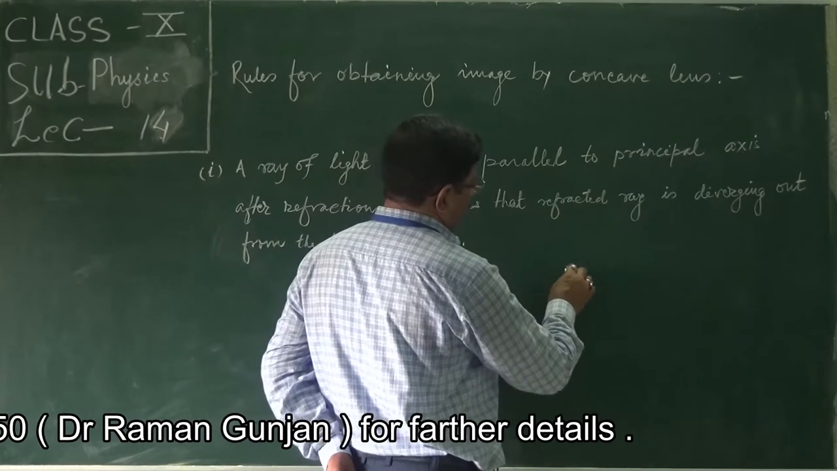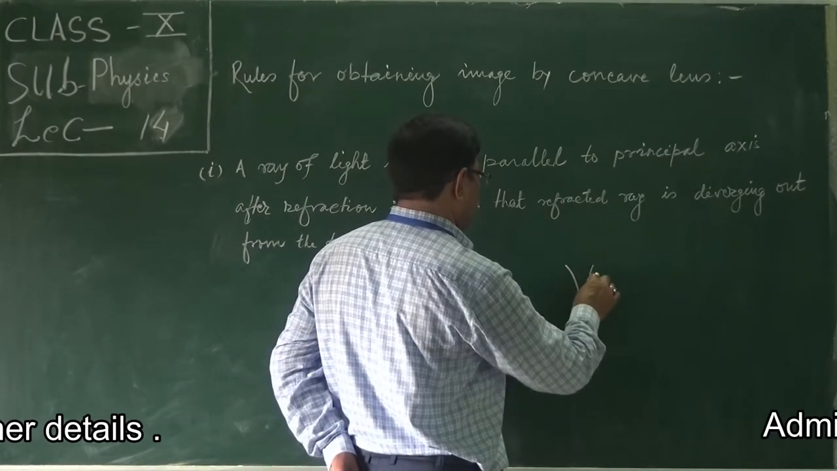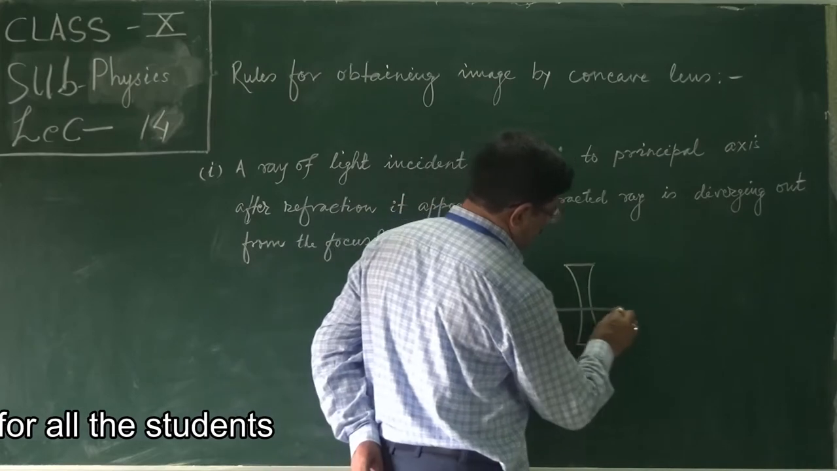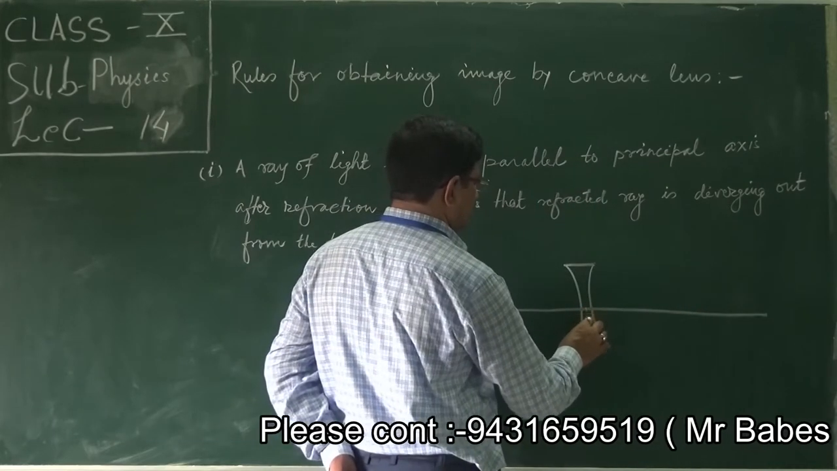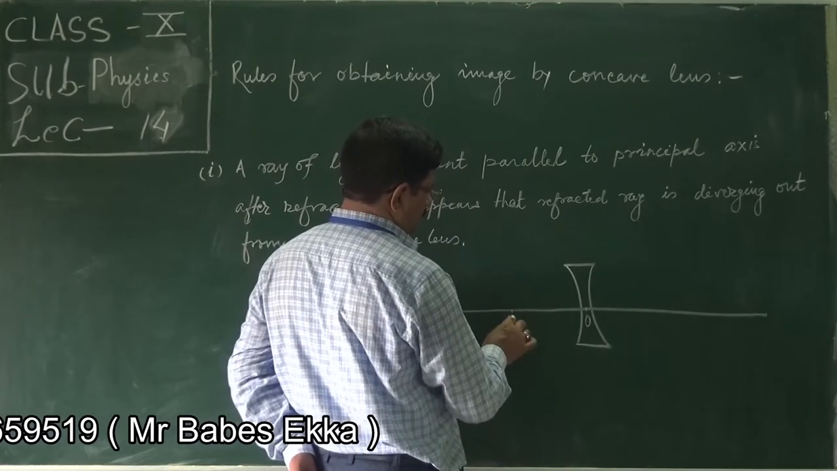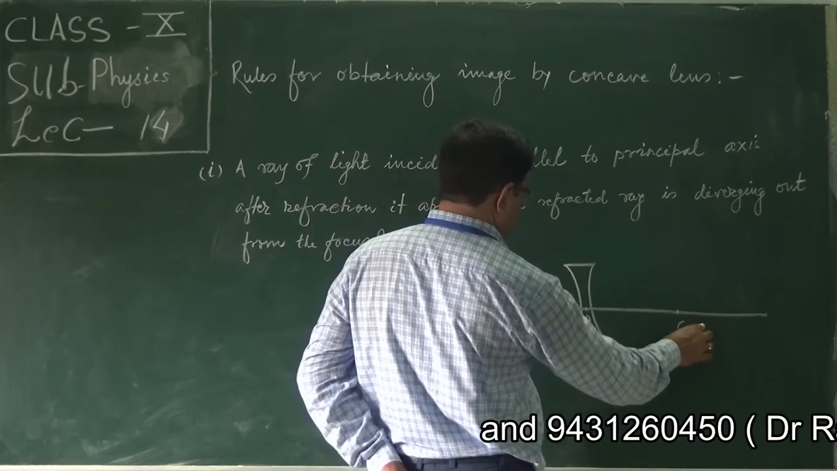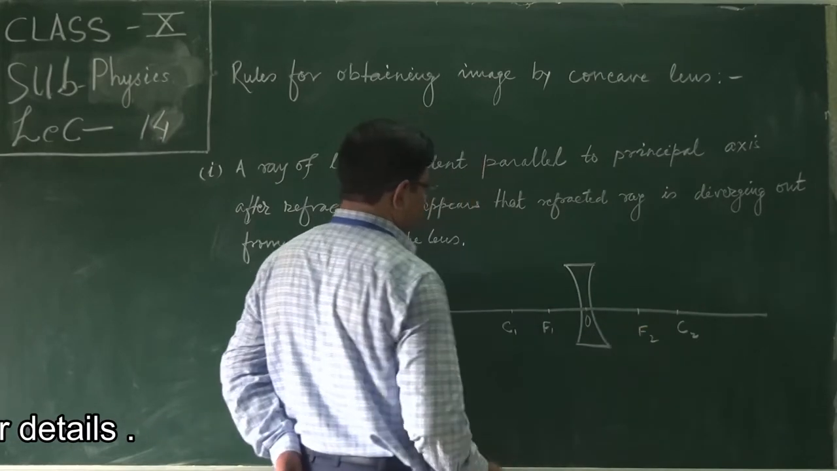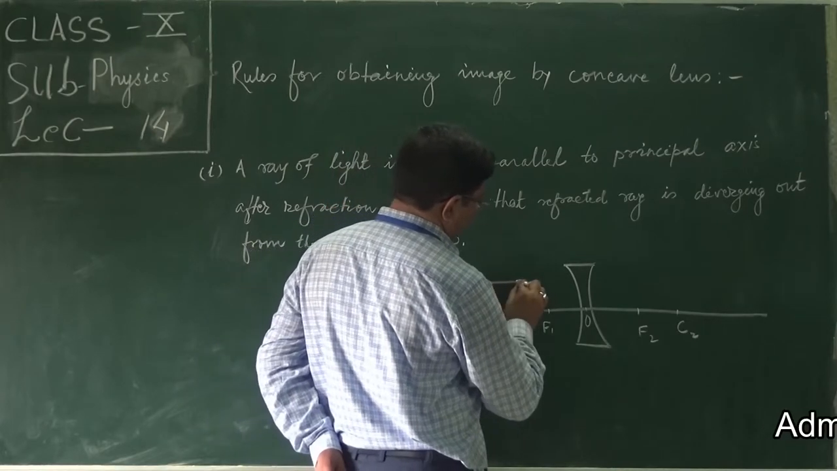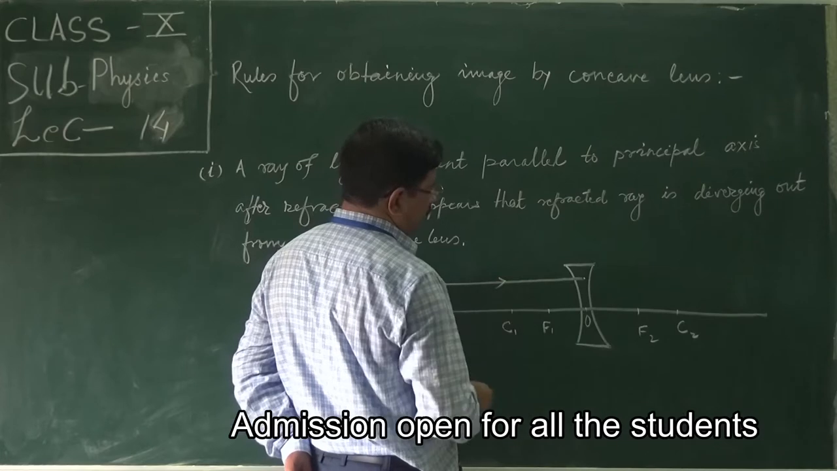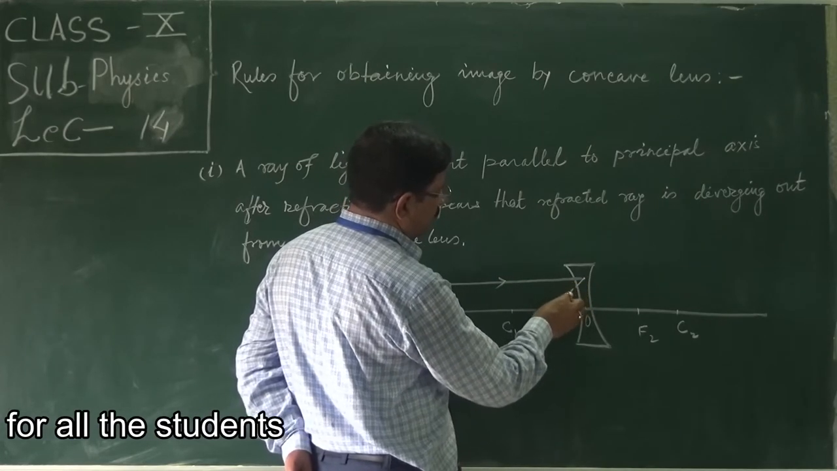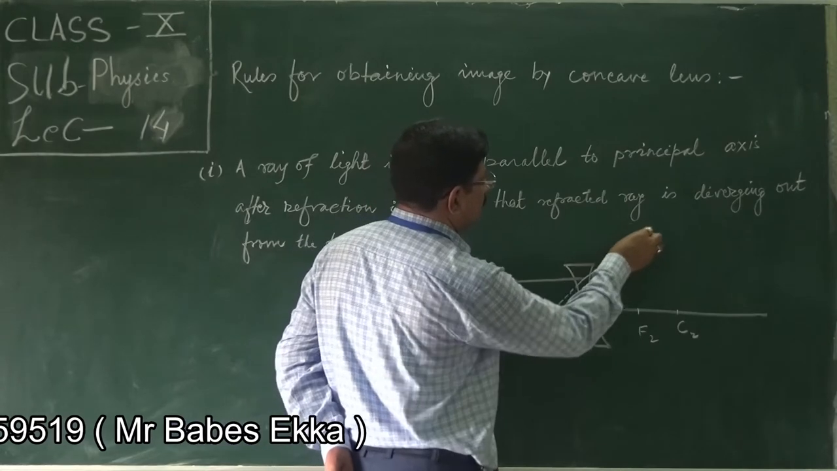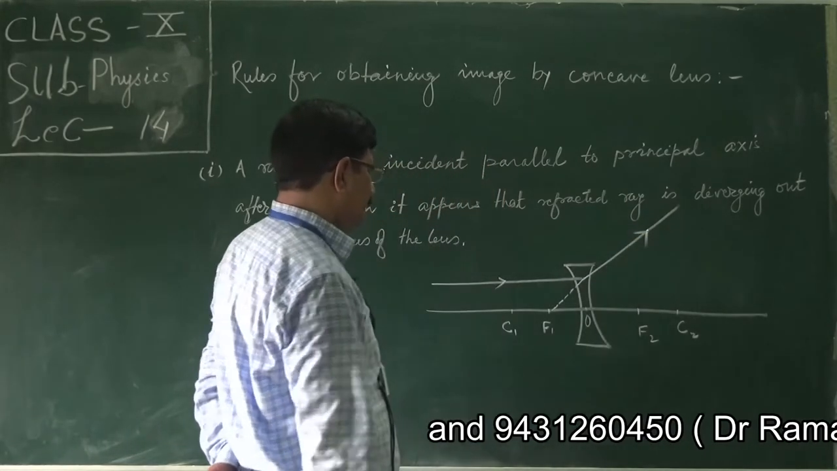But as you can see in the ray diagram, a ray of light incident parallel to principal axis, after refraction. This is your first rule.